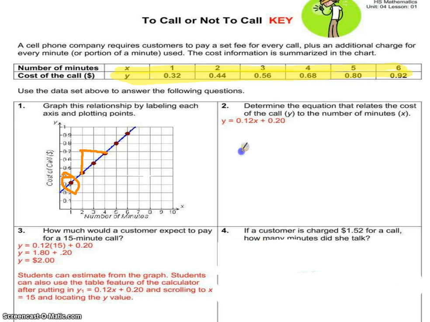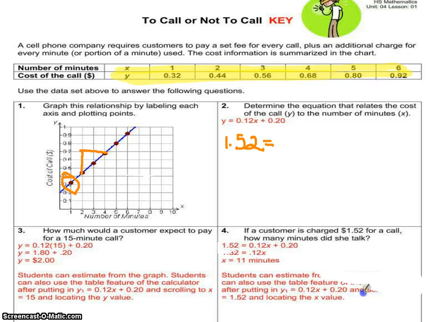Now, what's different on number 4? They're asking about what? That's correct. They're asking about the Y. So I know that my $1.52 has to be plugged in here because they're giving me the Y. They're asking about the X. So I would have to plug my $1.52 in for my Y and then solve for X. And this is what I'm going to get.